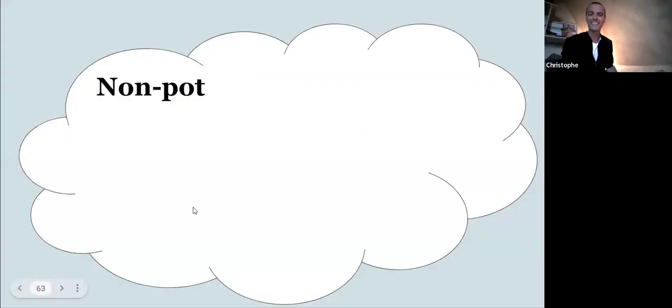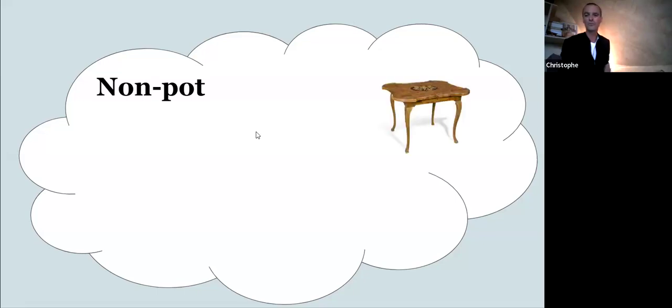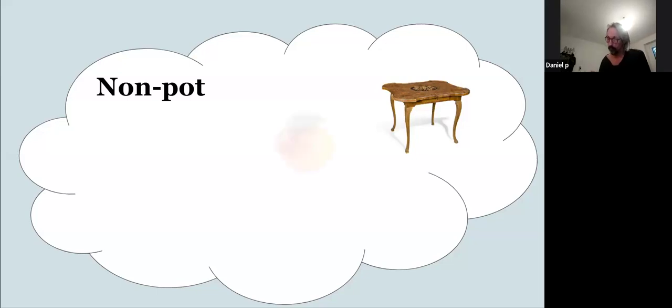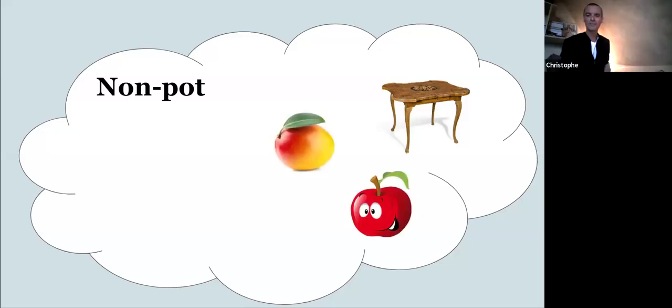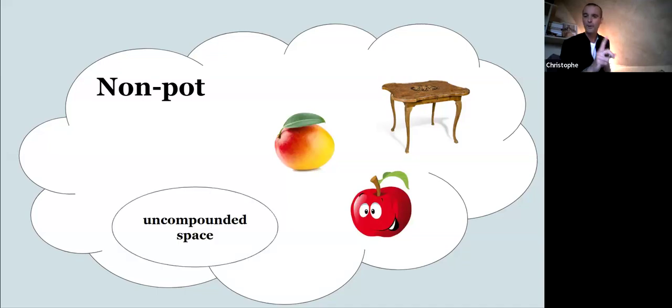Non-pot is a generality because it encompasses many manifestations, many instances. But it's not because it pervades something that the thing which is pervaded by that is an instance of that. We will see that maybe later. A table is a non-pot, do you agree? Yes. A mango is a non-pot, an apple is a non-pot, and we also have permanent phenomena which are non-pots, like uncompounded space. And we also have non-existents, which are non-pots.